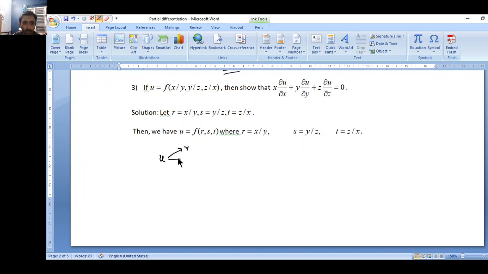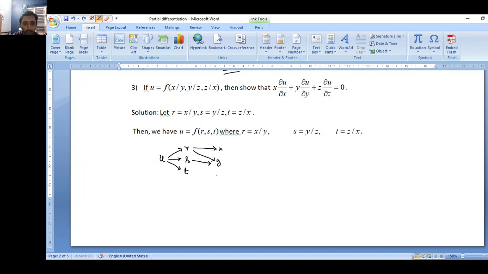r, s, and t. So we'll have 3 arrows from u to r, s, and t respectively, one each. And then as you can see here, this part is very important. r equals a function of x and y. So r depends on x and it depends on y, right? Similarly, s equals a function of y and z, means s depends on y and s depends on z.